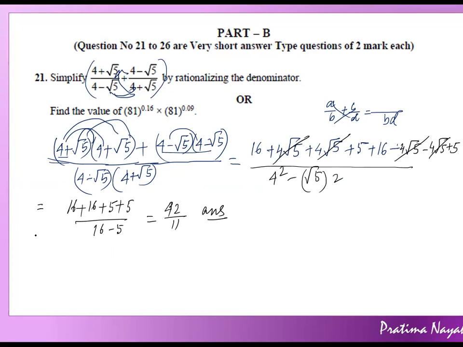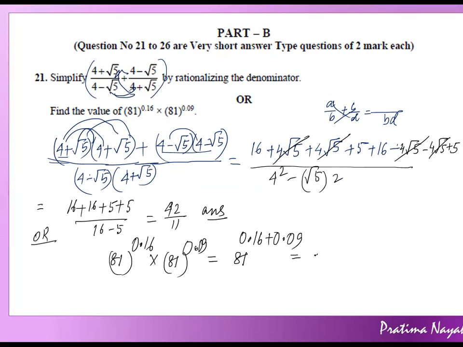Now coming to OR part. OR part is your 81 to the power 0.16 multiplies 81 to the power 0.09. You know that when bases are same, exponents are added. So 0.16 plus 0.09, this gives you 81 to the power 0.25. 0.25, now you make into fraction. It will be 25 by 100. 25 by 100 is equal to 1 by 4.